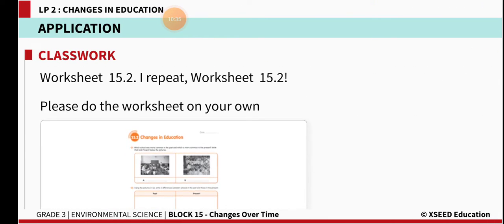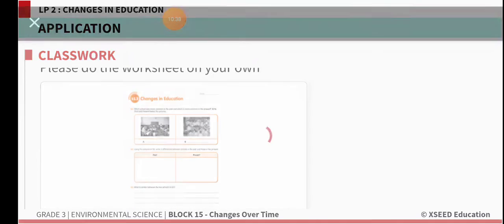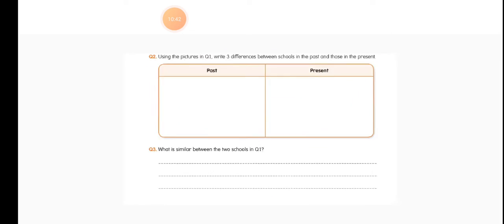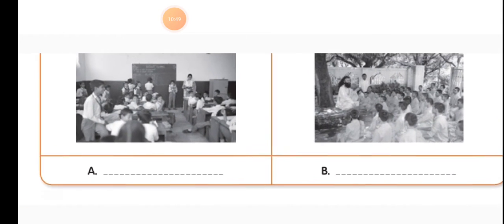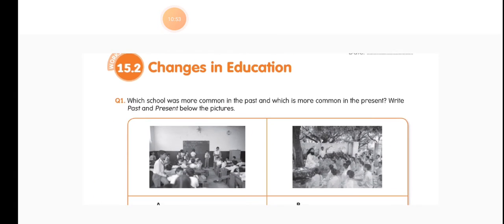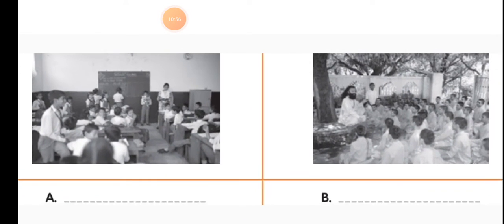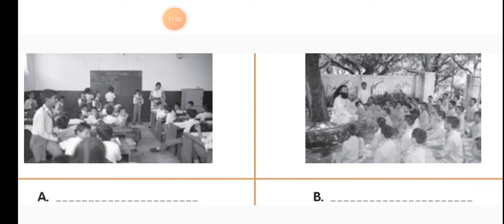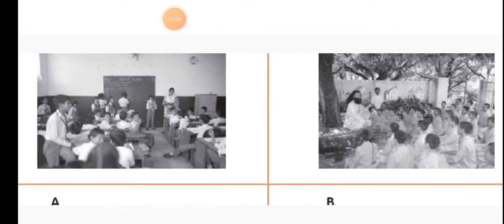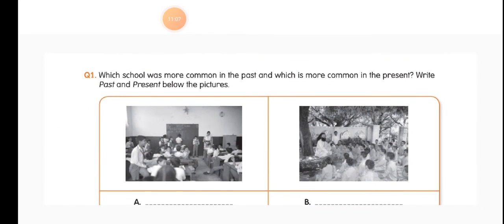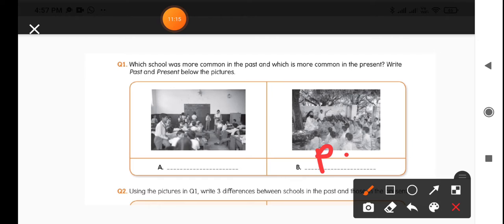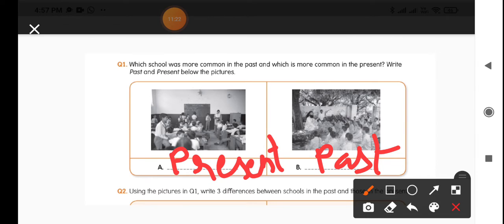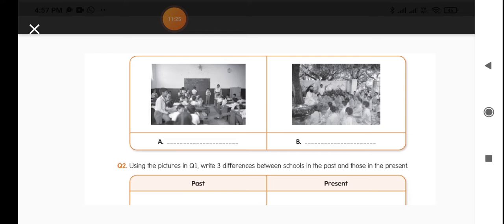And now, based on this, we'll try to solve the worksheet of 15.2. You see in the picture, two pictures are given. You need to find out whether the first picture is a modern school, a past school or a present school. So which is a past school? Open air school is past school. Where you find an open air school, you write past, and where you find a classroom, that is present. So you just identify both of these pictures, which is past and which is present, and write in front of that. So picture A is present school and picture B is past school, because that is open air school.